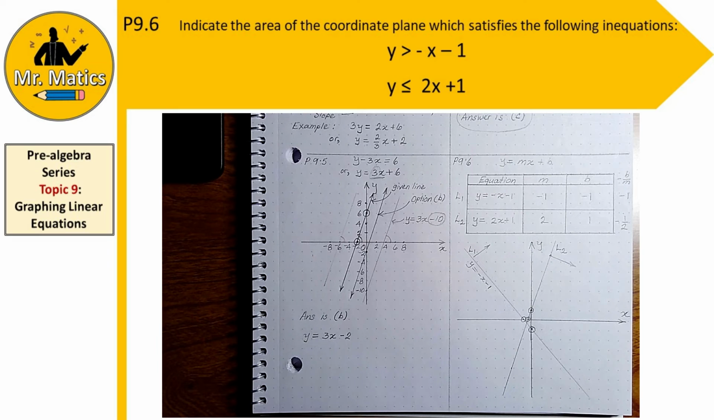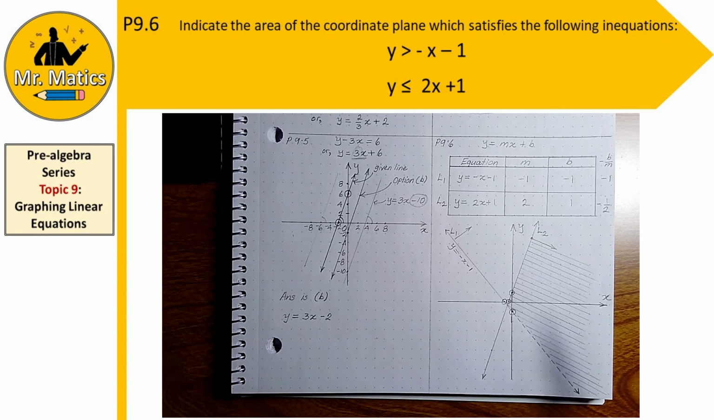So let's hash this. I'll take a moment to do that. Okay, I have hashed that space, which basically is to the right of L2 and above L1. Also, you can call it to the right of L1. Now, I have done something a little bit strange, which is that the part of L1 that we are thinking of, I dashed it. I made it a broken line instead of a continuous line.